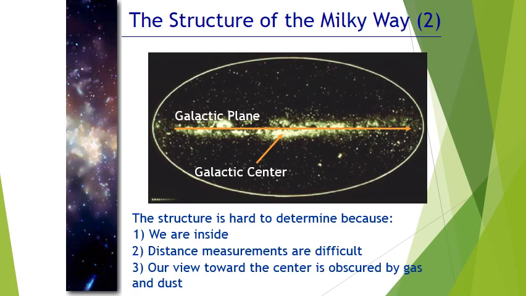So we can't get an overall view of the Milky Way galaxy the way we can, say, the Andromeda galaxy, because we're outside of the Andromeda galaxy. We can see the entire thing. Another difficulty is that there's a lot of gas and dust, so it's tough to see the center of the galaxy. And another difficulty is distance measurements.